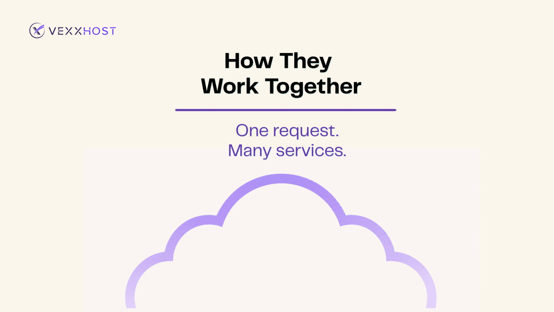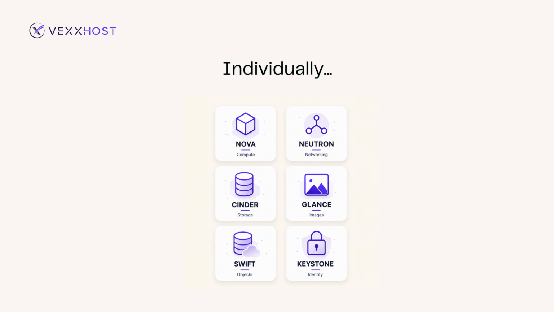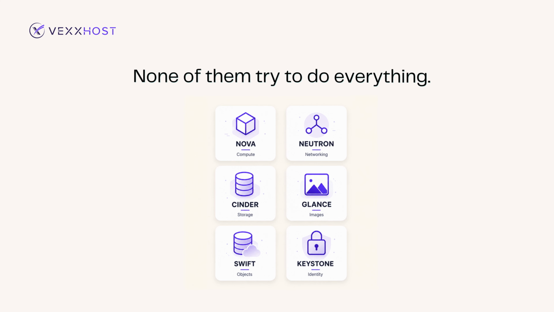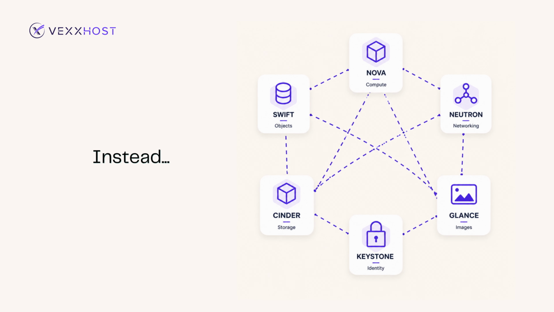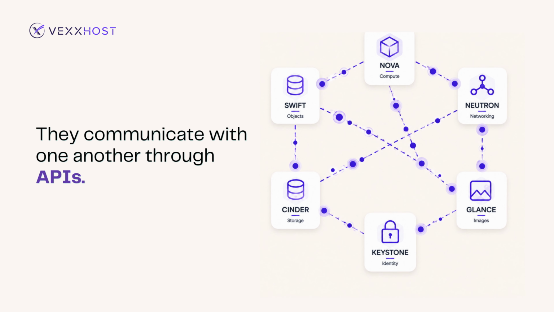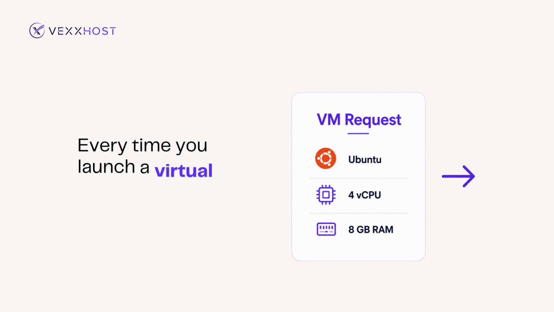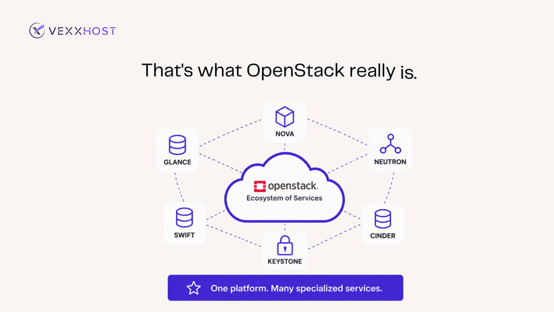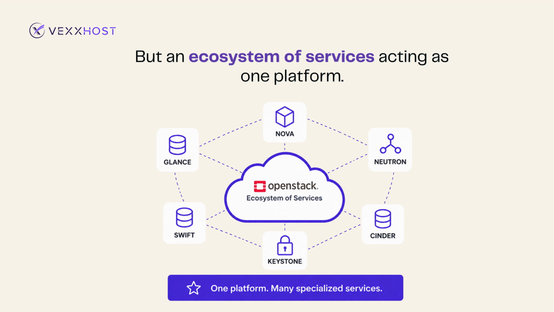So, how do they work together? Individually, these services aren't a cloud. They're specialists. None of them try to do everything. Instead, they communicate with one another through APIs. Every time you launch a virtual machine, these services work together behind the scenes. That's what OpenStack really is. Not one application, but an ecosystem of services acting as one platform.